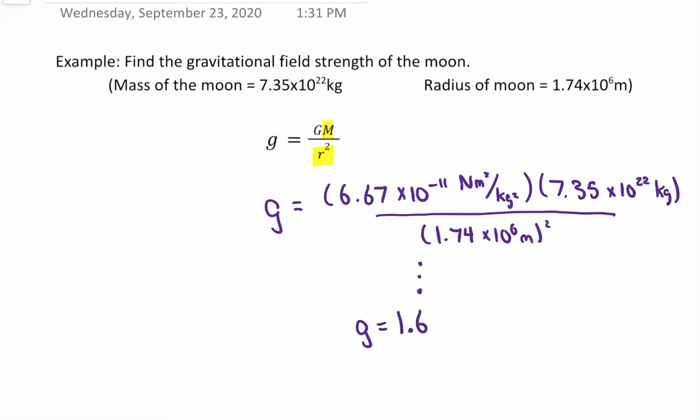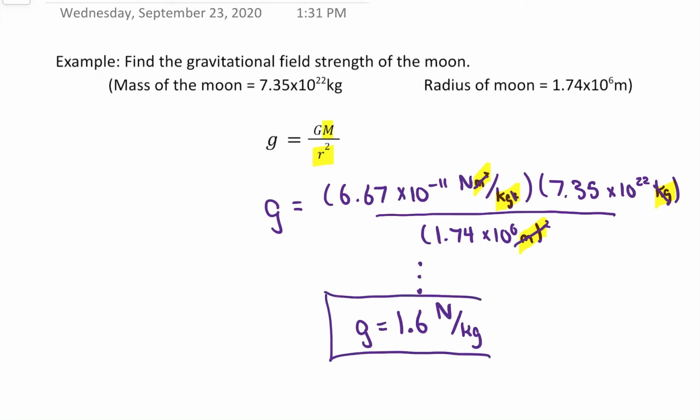Now, unit-wise, we had kilograms here and a kilogram squared here. So this kilogram cancels out just one of those. On the denominator, we have meters squared, and in this one, we have meters squared. So they completely cancel each other out. When we're all done our math, we're going to get the 1.6 number, and unit-wise, we're left with newtons and one of the kilograms.